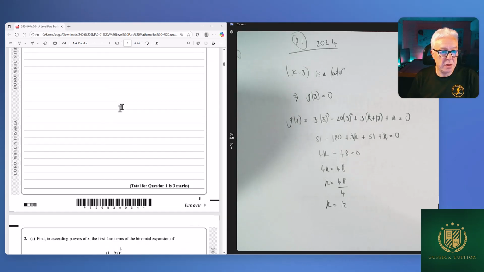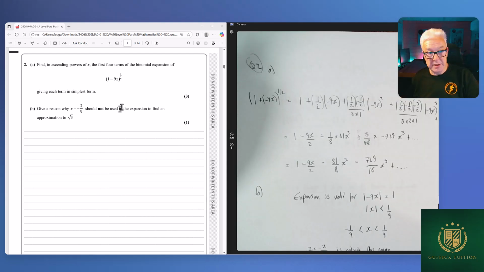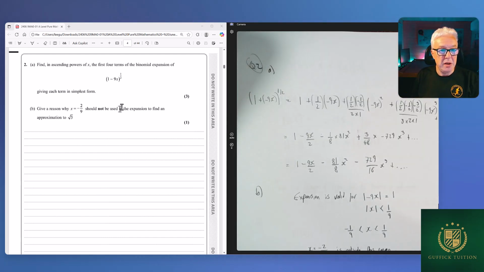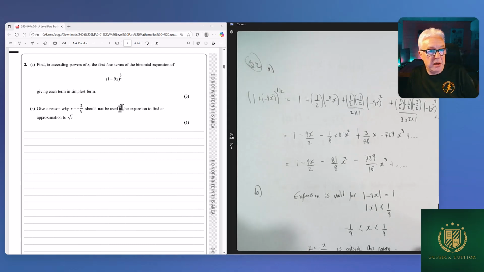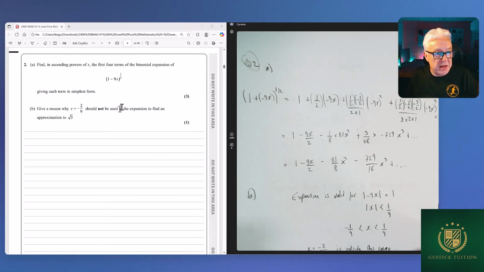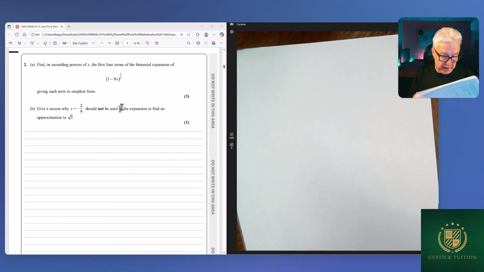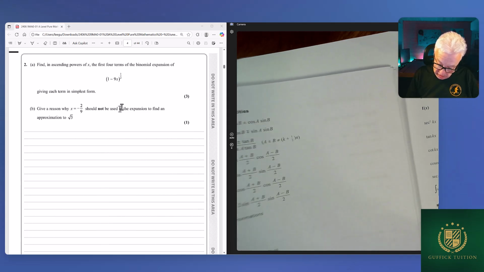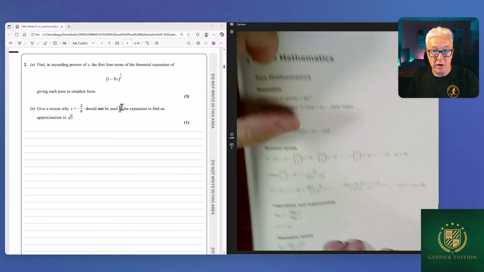Let's have a look at question 2. Okay, question 2, it says find in ascending powers of x the first 4 terms of the binomial expansion of (1 minus 9x) to the power of a half, giving each term in its simplest form. Now the first thing I would note here is that we're talking about the year 13 version of the binomial expansion because we've got a power of a half.